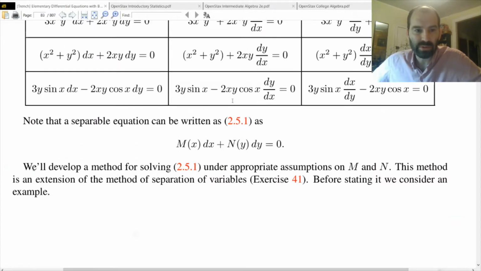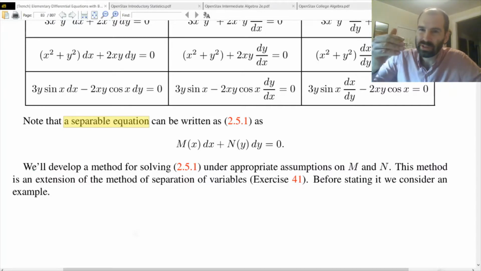Now, one thing that's really useful to note that they point out here is that a separable equation is of that form. So any separable equation is an equation of that form. Separable equations are a special case, but we're looking at something a little bit more general. It's kind of a generalization of separable equations.